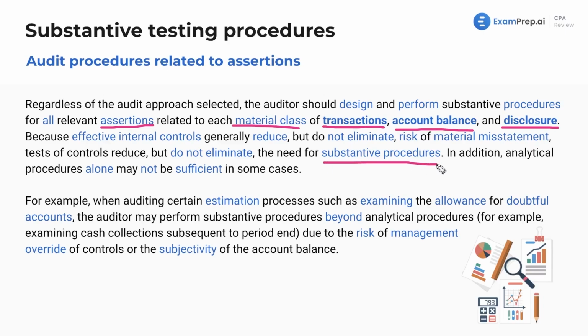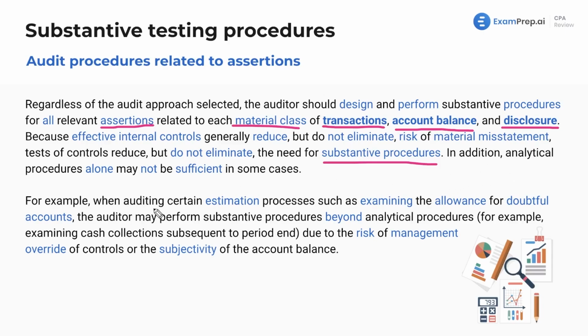You're always going to need to do your audit, basically you're always going to need to do your job. You're always going to need to verify something, make inquiries. In addition, analytical procedures alone may not be sufficient in some cases. I think that goes without saying. And this is an audit, remember, this is not a review, whereas analytical procedures are your number one friend.